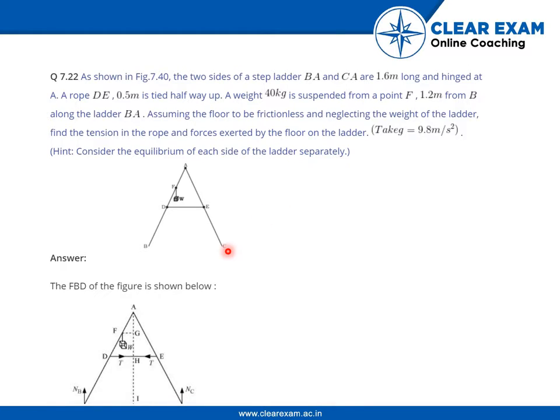So the free body diagram looks like this. This is the weight suspended from the point here, and this is the tension, and the direction of tension is along this particular line, and there's the tension as well, and in B the normal force direction is this and in C the direction is this.